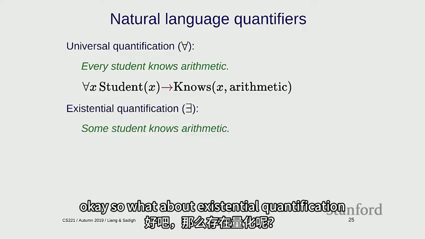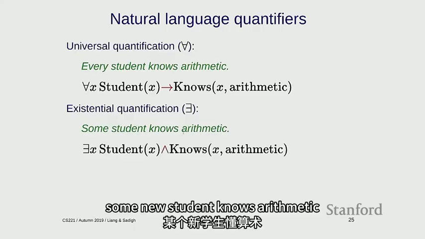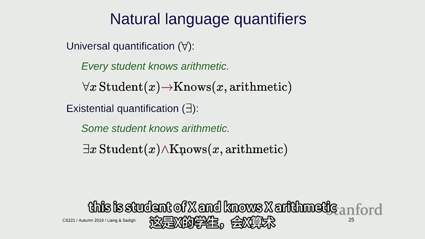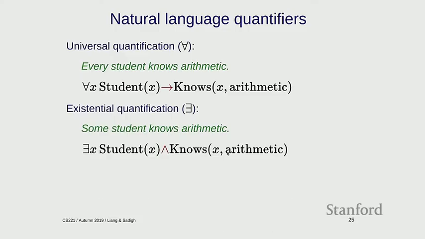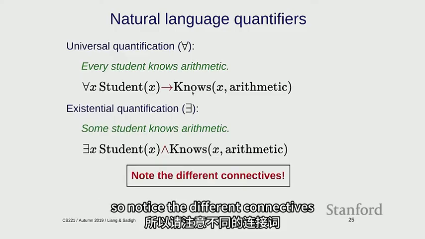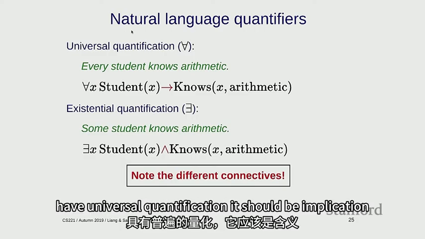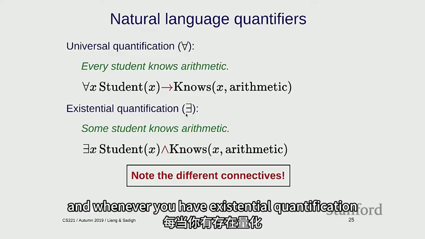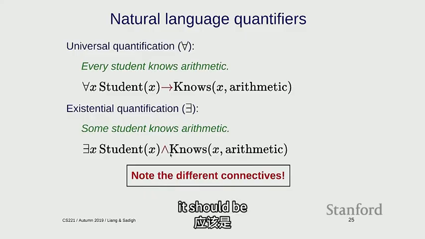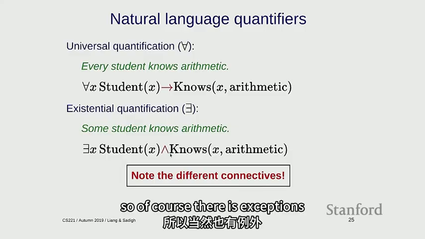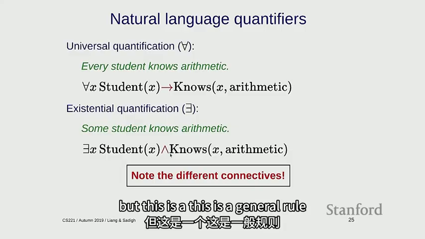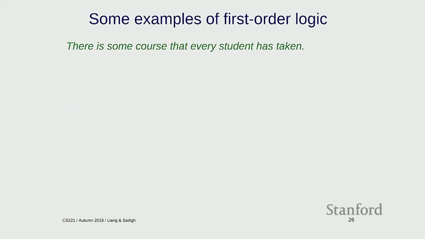Okay, so what about existential quantification? Some student knows arithmetic. This is student of x and knows x arithmetic. So notice the different connectives. A general rule of thumb is that whenever you have universal quantification, it should be implication. And whenever you have existential quantification, it should be an and. Of course there are exceptions, but this is a general rule.